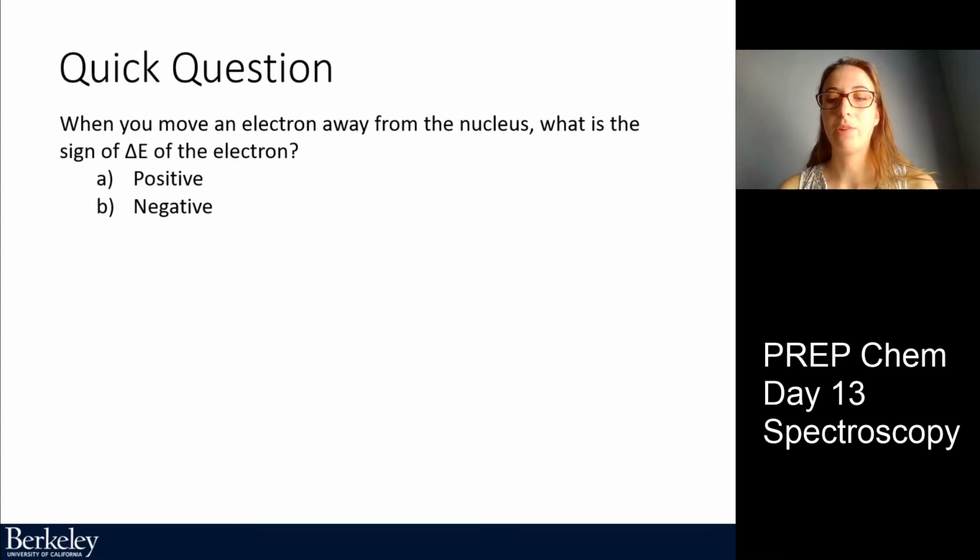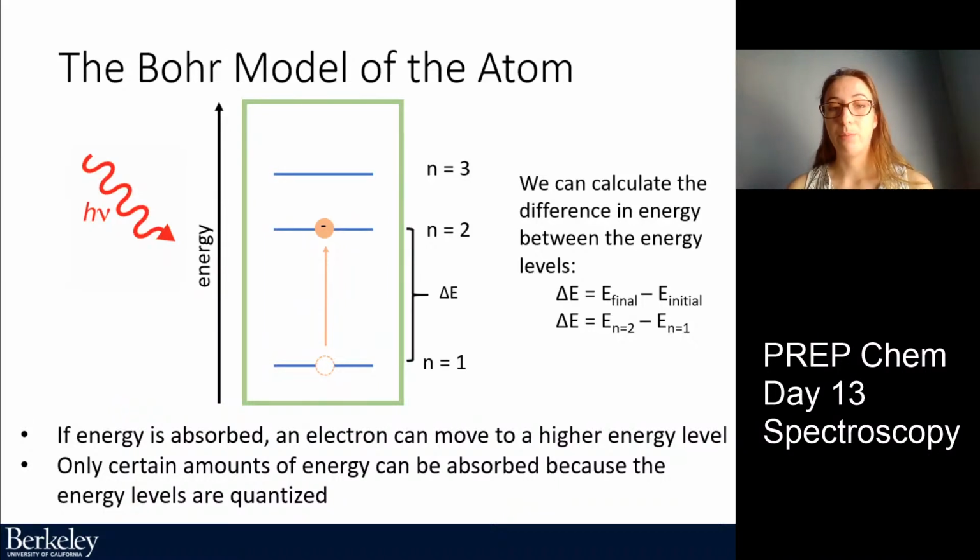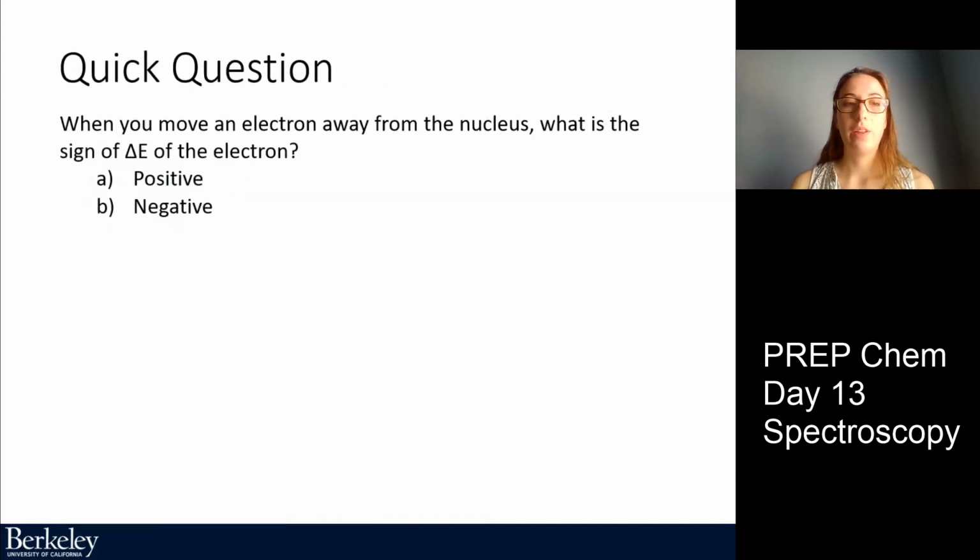Okay, great. So we'll go ahead and go over this. If you move an electron away from the nucleus, the sign of your change in energy would actually be positive. If we think back to this slide, we know that energy levels that are farther from the nucleus have a higher energy, and the energy levels closer to the nucleus have a lower energy. If you think of the change in energy as your final energy minus your initial energy, then delta E would have to be positive, just because we're moving our electron to a higher energy level when we move it farther away from the nucleus. So the answer to this would be positive.